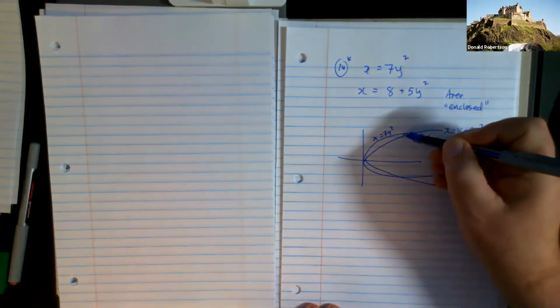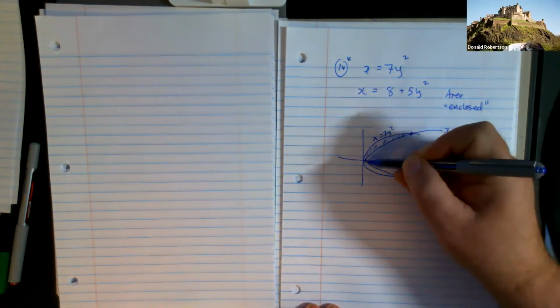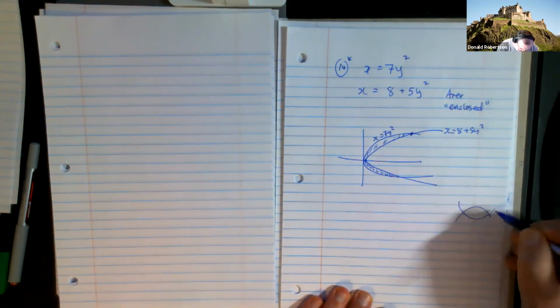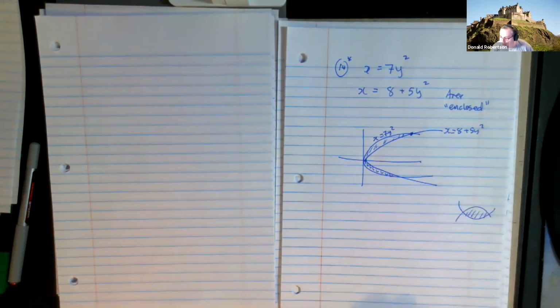So you might say, well, what's the area they're talking about? They're talking about this area here. Enclosed means one curve cuts into the other, and they want the piece where they overlap. That's what enclosed means. So in this case, you can see this curve and that curve. They make this funny little shape.